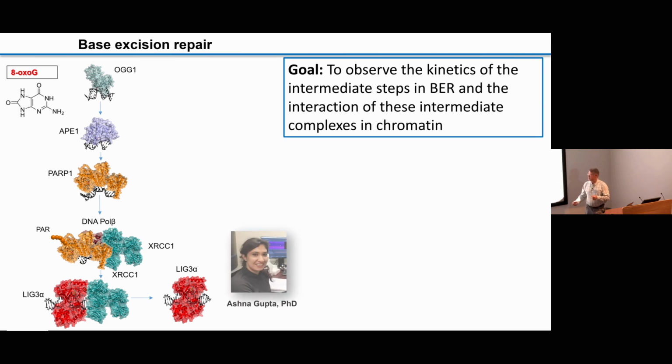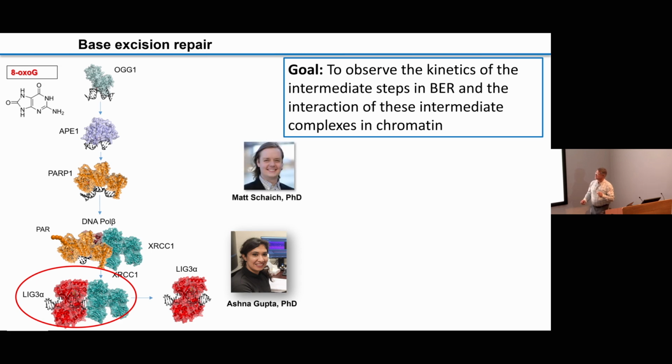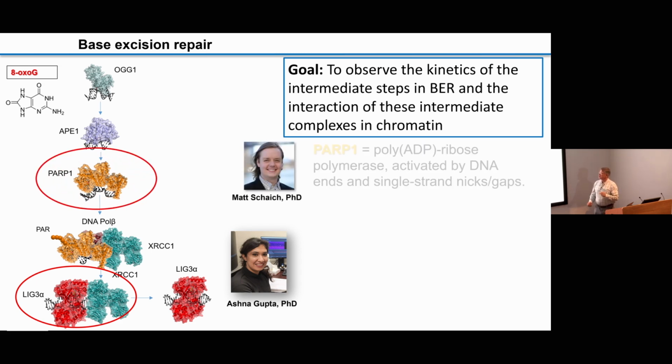I don't have time today to tell you about it, but we know that ligase, by using this tool, binds better to nicks than XRCC1. So we're thinking that this model isn't quite correct. But I want to focus today on what Matt has done on PARP, poly-ADP ribose polymerase.